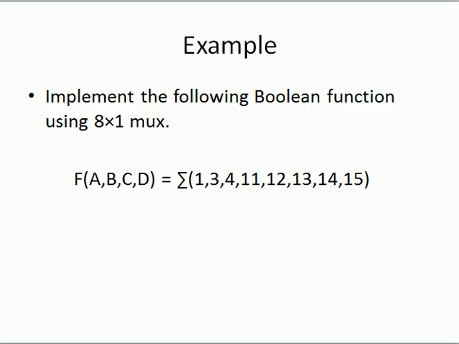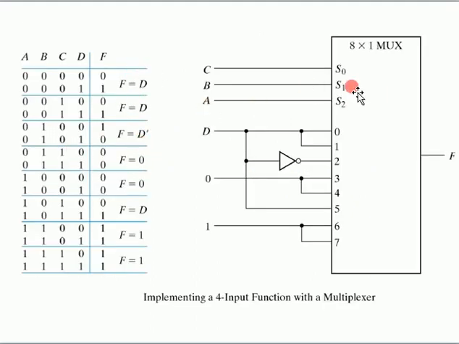You see it in this truth table here. Here we have S0, S1, S2, so A, B, C are the select lines, and this D is the data input line. As this is the 8 cross 1 mux, we have the combinations 0 0 0 0, 0 0 0 1, 0 0 1 0, 0 0 1 1, 0 1 0 0, 0 1 0 1, 0 1 1 0, 0 1 1 1, then 1 0 0 0, 1 0 0 1, 1 0 1 0, 1 0 1 1, 1 1 0 0, 1 1 0 1, 1 1 1 0, and at the last 1 1 1 1.